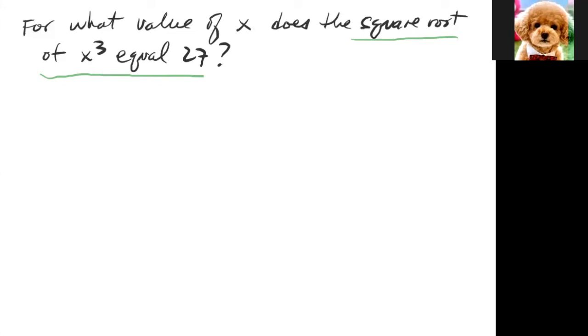Square root of x cubed is equal to 27, right? So we're talking about the square root of x cubed is equal to 27. So they're asking for what values of x is this equation true? Which basically means find x if we assume that this equation is true.